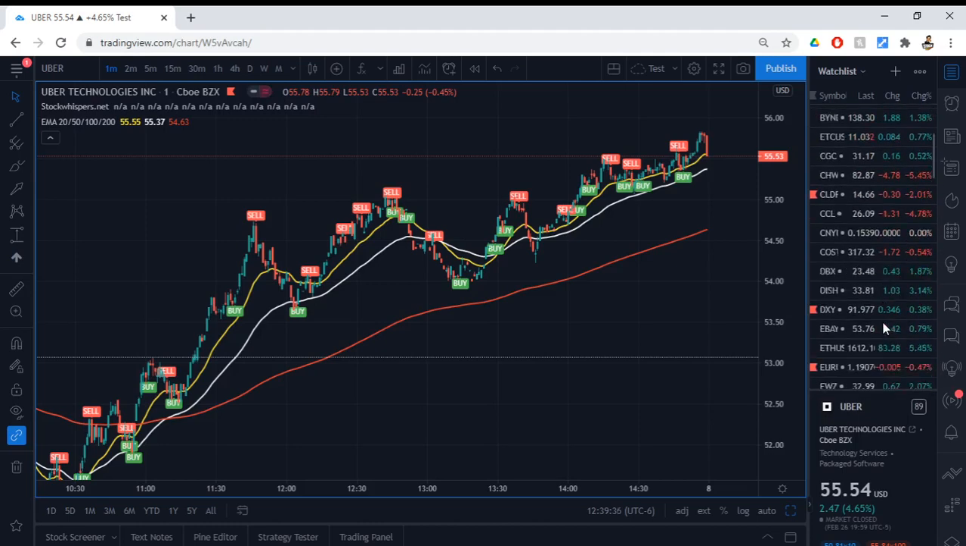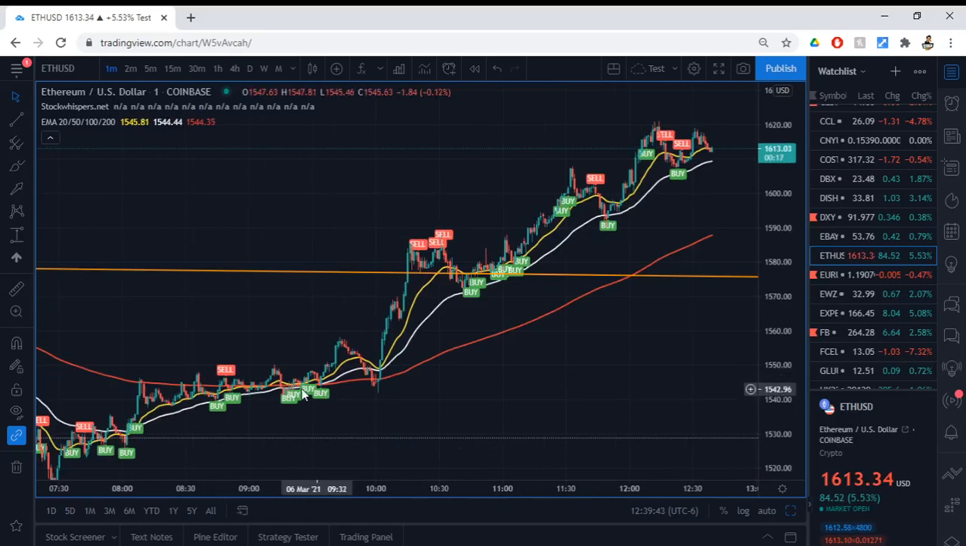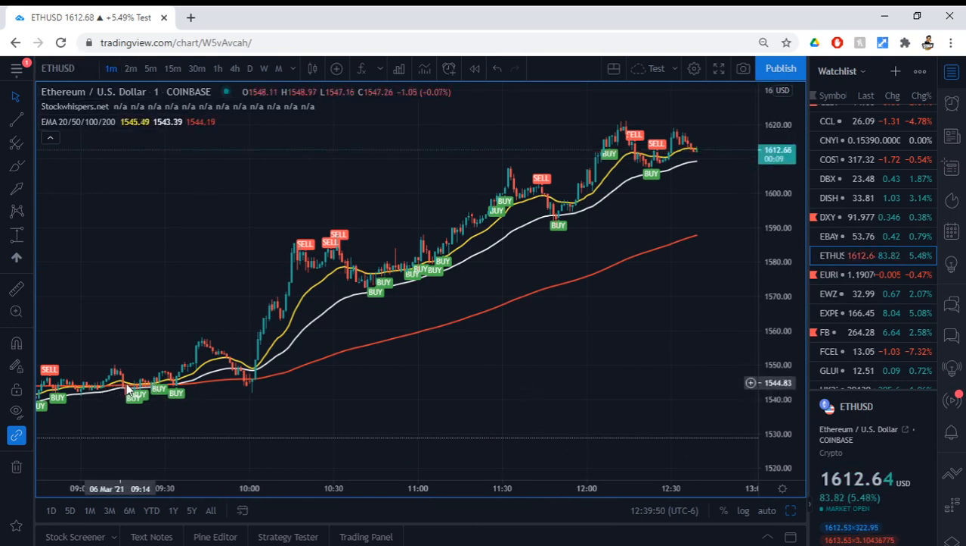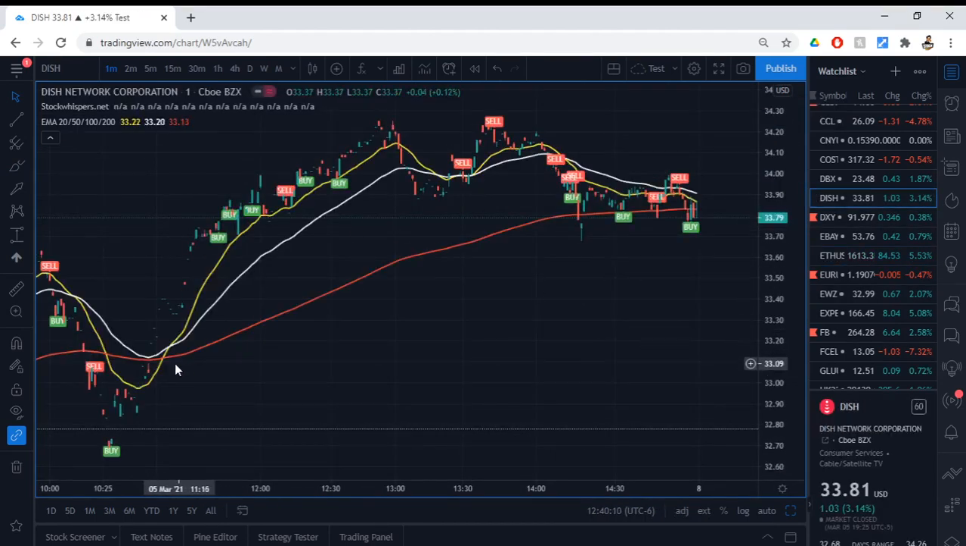Anything from my watch list here that's gone up a lot. Ethereum's popping up. Okay, so Ethereum, look at the moving averages. Boom. Right? 1 minute. We have the 20 over the 50 over the 100. It just crossed. Look at this. Buy it here. Buy it here. Buy it here. Stop loss. Stop loss. It's the same thing, guys, over and over. Dish. This is a pretty big move. Dish. Boom. Here I'm testing the 200.